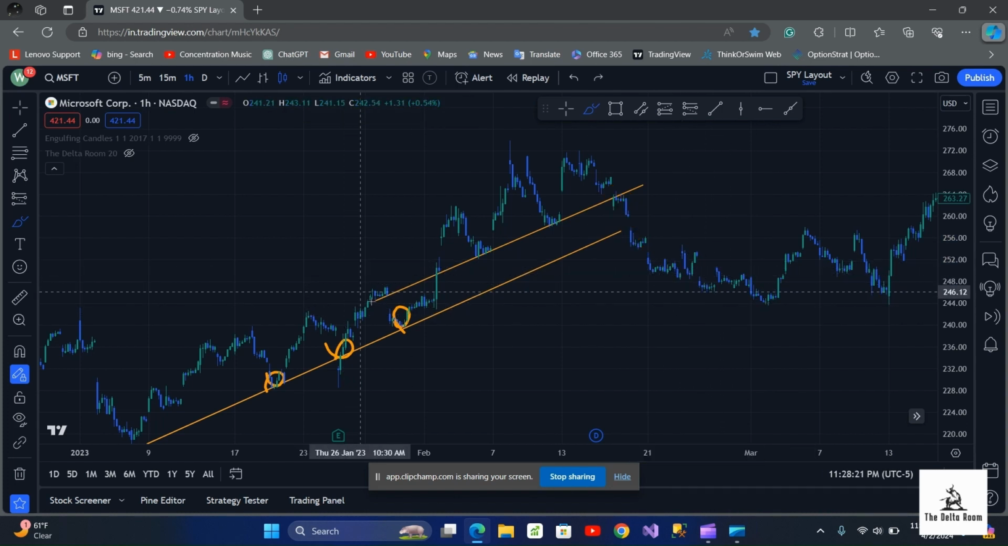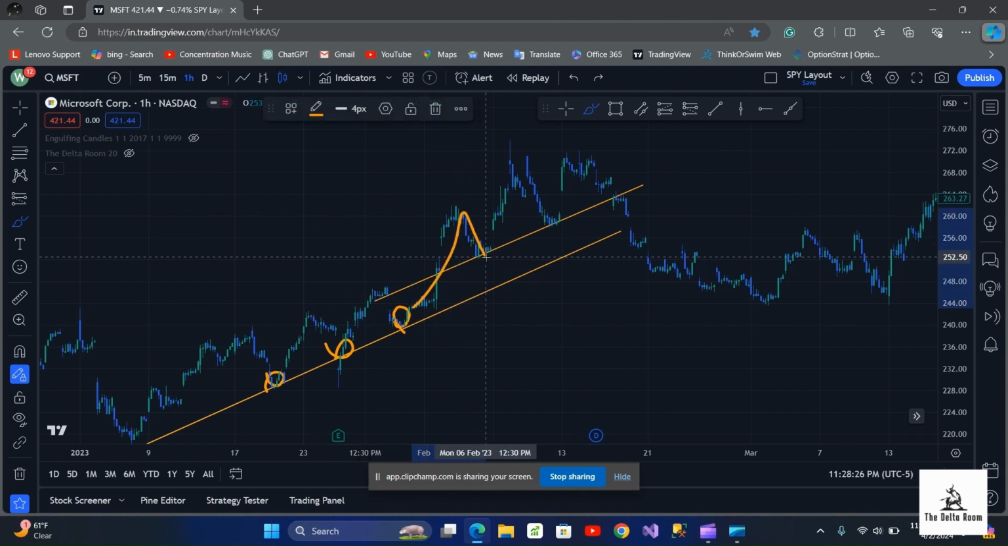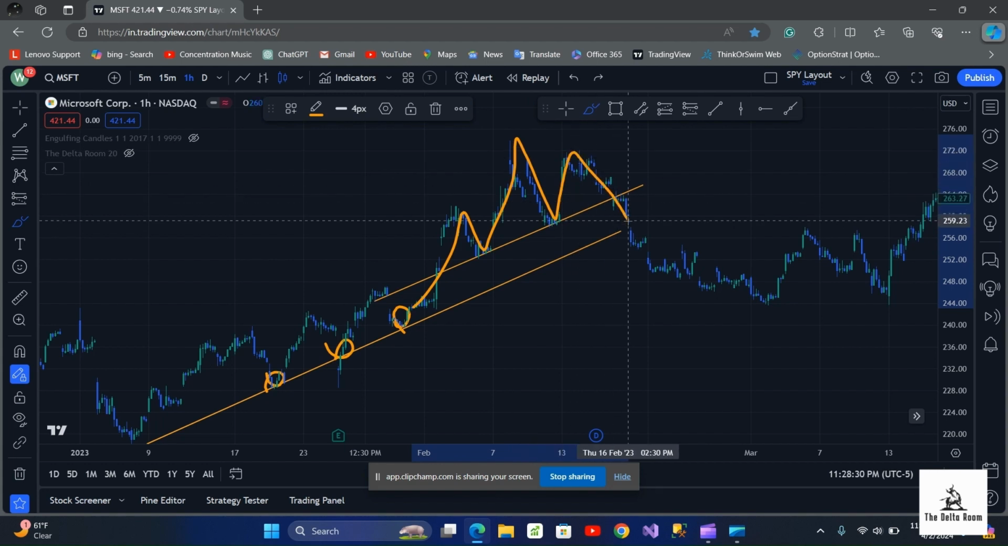Another very important point I am noticing over here is this is making a higher high, then you see a lower high, right? So this is what it is showing. The momentum is fading away, and this means another breakout of the trend line can happen, and another trading opportunity for a downtrend, right?